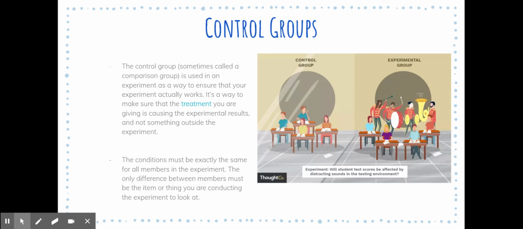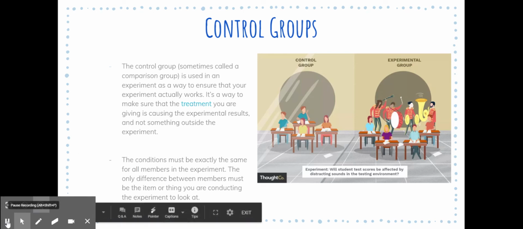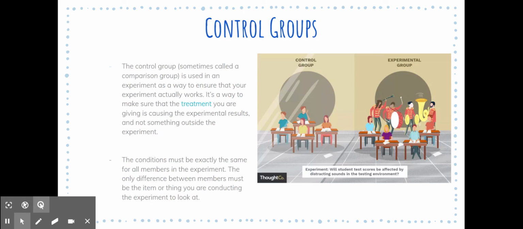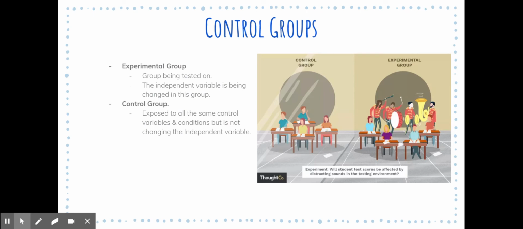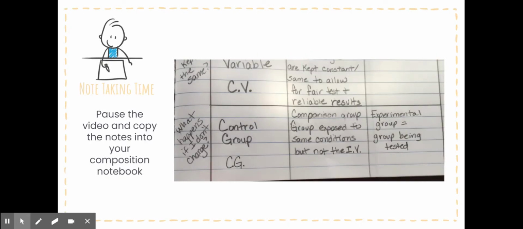If you see the same changes in both your experimental and control group, it means the changes were not a result of your independent variable. So your experimental group is the group being tested on, and the control group is exposed to everything that the experimental group is exposed to, but without changing that independent variable. At this time, pause the video and copy your notes into your composition notebook.